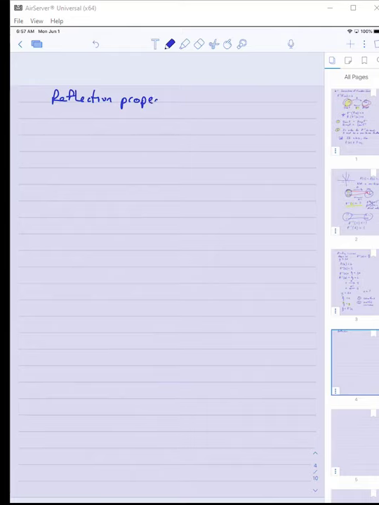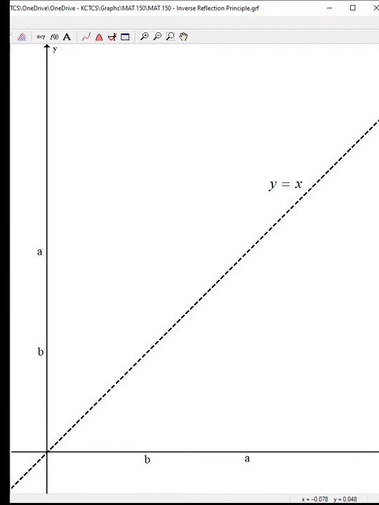Okay, let's talk briefly about the reflection property, still reviewing from college algebra here. So let me pull up a graph. Okay, so let's say we have the line y equals x there. Let's say we have this point (a, b). Let's say we also have this point (b, a). It's clear that if (a, b) was on the graph of f, then the point (b, a) would have to be on the graph of f inverse.